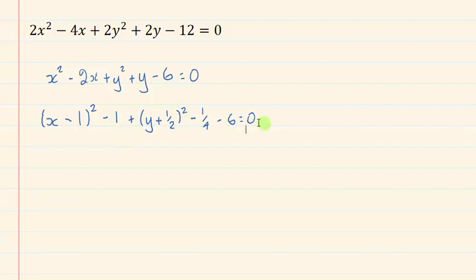So from here I need to collect the number terms together. So if I think of -1 as being 4 quarters, and 6 as being 24 quarters, then in total I'll have 4, and 1 is 5, and the 24 makes 29 quarters.